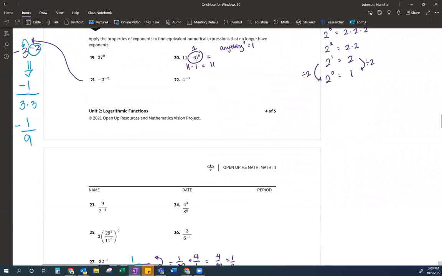Okay, go back here to 22, right? Can someone rewrite that for me? 4 to the negative third. What is it telling you to do? What is 4 to the negative third telling you to do? Yeah, dividing by 4 three times. So 1 over 4 cubed, right? Find equivalent numerical expressions that no longer have exponents. Okay, and then they want you to multiply 4 out. So 4 times 4 times 4 is 64. So my answer is 64.